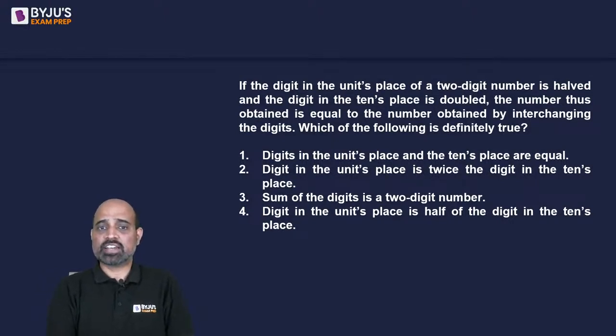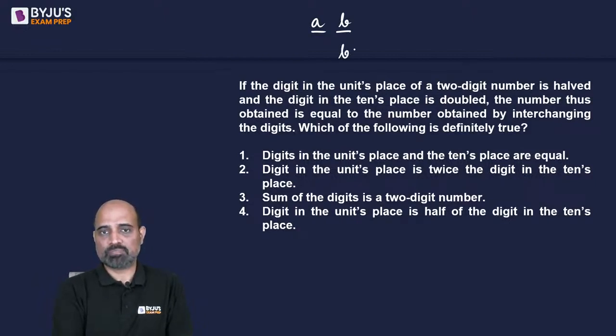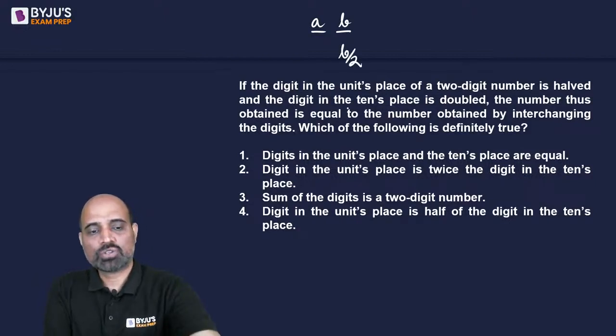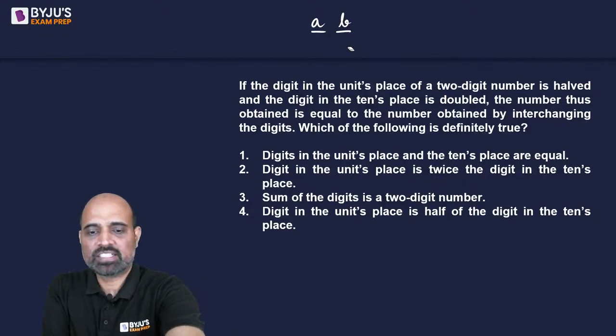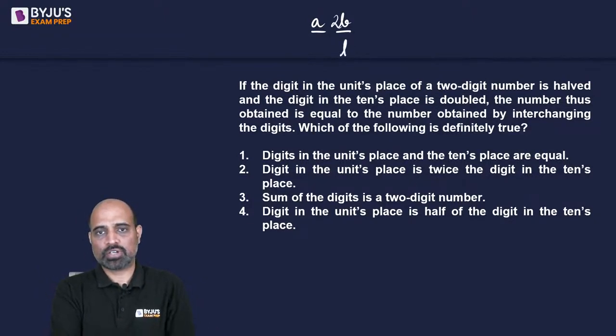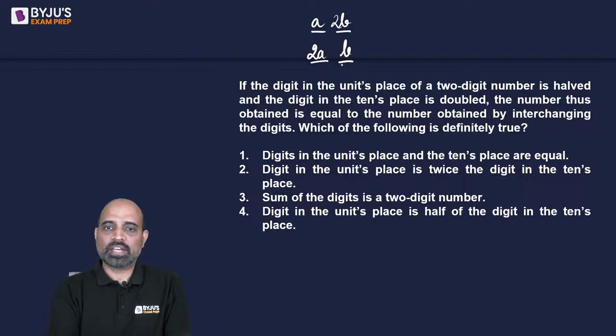If the digit in the units place of a 2-digit number, so let's say this is 2-digit number AB, it says if the units place is halved, as in B becomes B by 2. So let's do one thing. Let's write this already as 2B so that I don't have to deal with fractions. And the digit in the tens place is doubled, so A becomes 2A. The number thus obtained is equal to the number obtained by interchanging the digits.